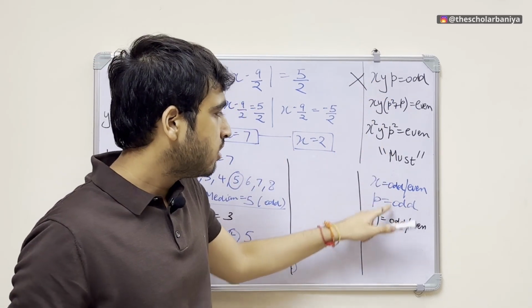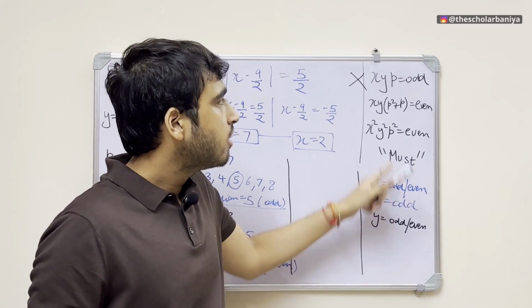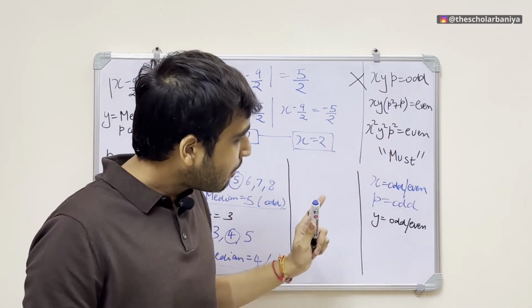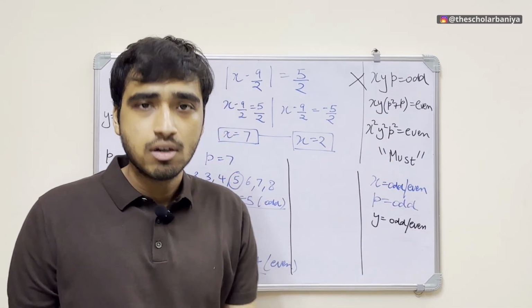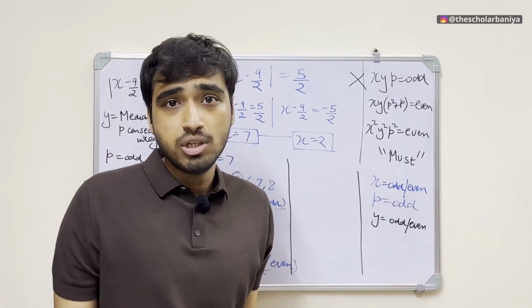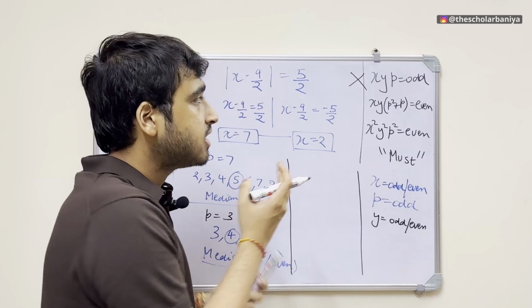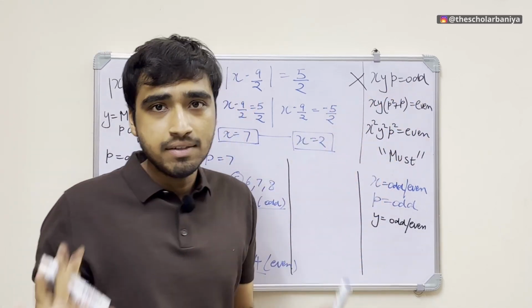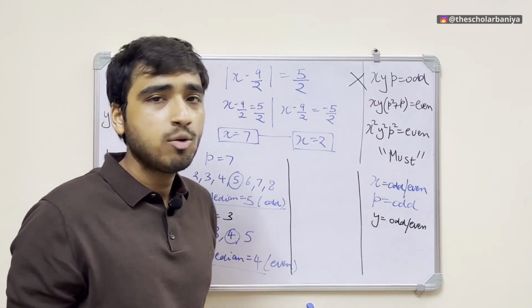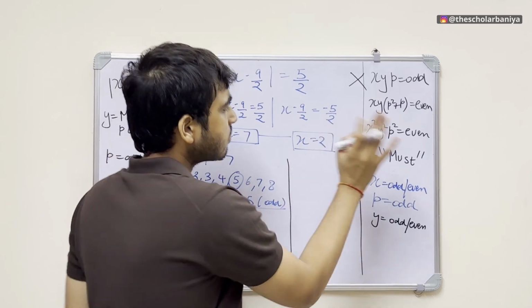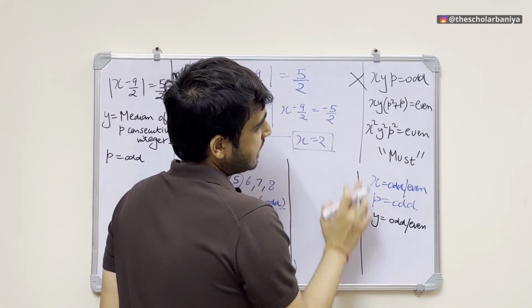Because if you take all three, x, y, p, to be odd, this will come out odd. But if you take y equal to even, or maybe x equal to even, then x into y into p will become even, right? So this is not necessarily odd. This can be even also if we take x or y to be even. Therefore, this is not true, right? Let's talk about this case.